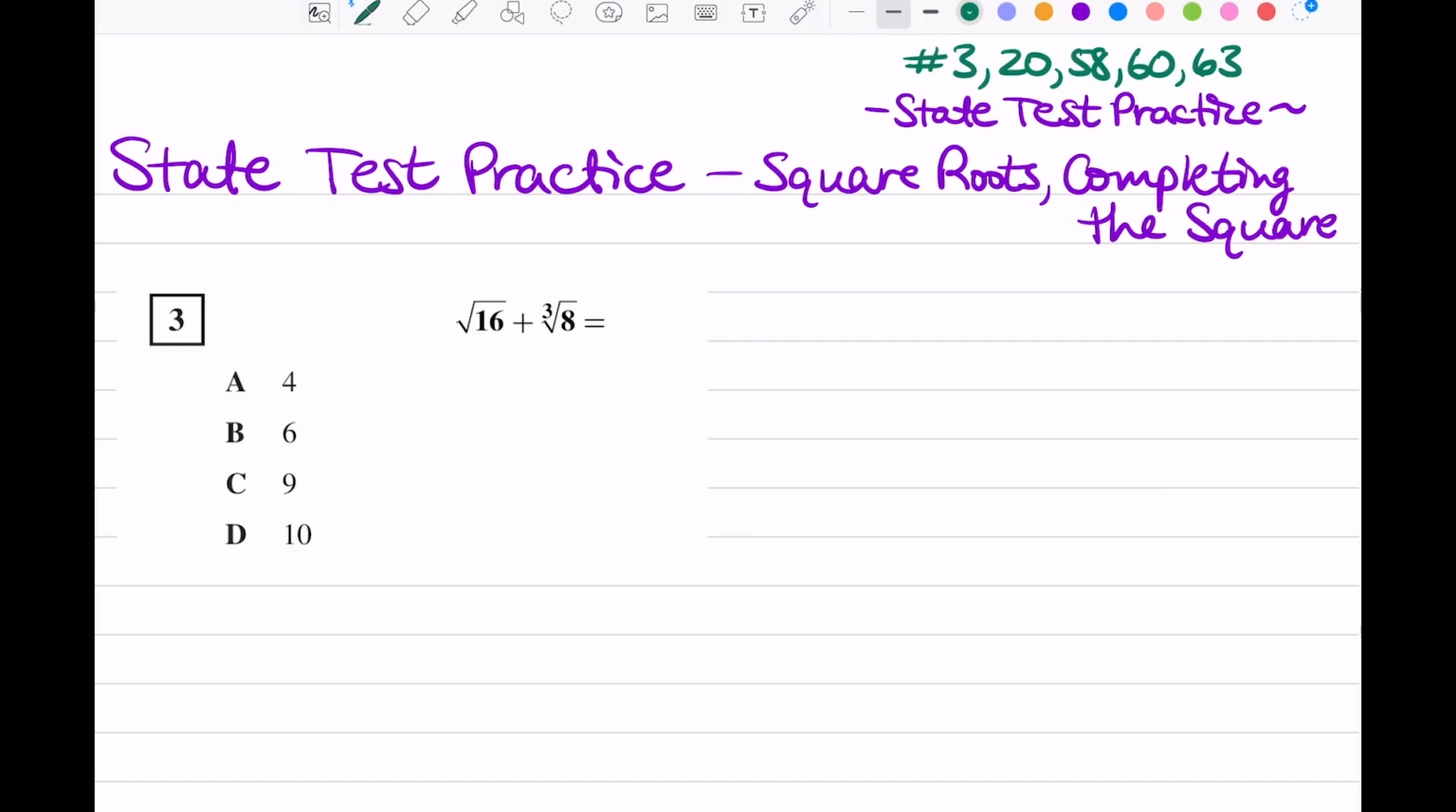The positive square root of 16 plus the cube root of 8. So this is a new term, cube root. So let's take these two pieces one at a time, starting with the positive square root of 16. So this is asking, what squared equals 16? So we know that positive or negative 4 squared equals 16. But since they're asking for the positive square root, it'll just be 4.